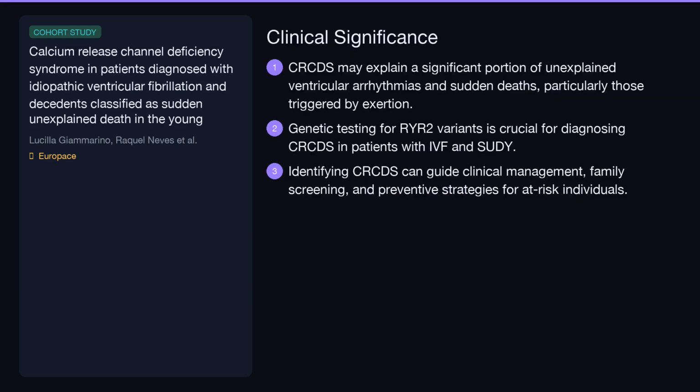This study suggests that CRCDS is an important, often overlooked, cause of sudden cardiac events, especially in young people and during physical activity. Identifying these RYR2 variants through genetic testing is key for accurate diagnosis. This knowledge can lead to better patient care, allow for screening of family members, and help prevent future tragedies.